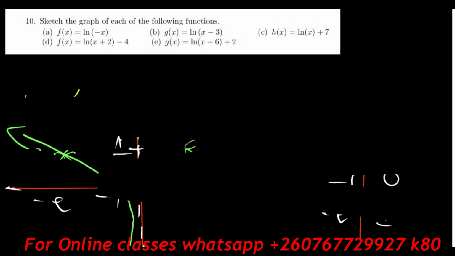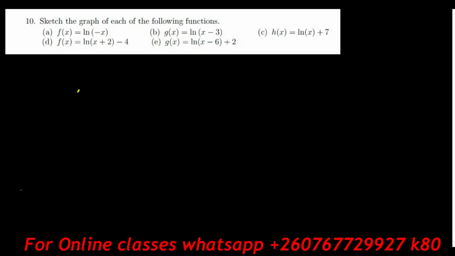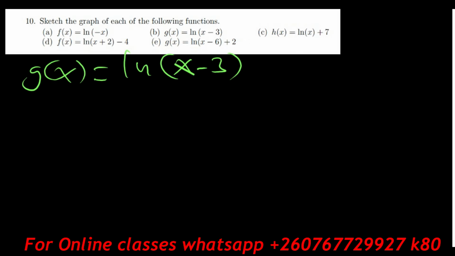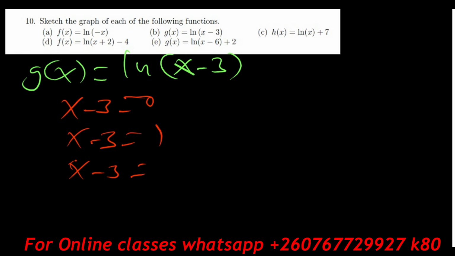Let's go to part B. What is part B saying? So part B is saying we have g of x equal to ln of x minus 3. You equate what is inside here, only what is inside here, to three things. I'm going to say x minus 3 has to be equal to 0, x minus 3 is equal to 1, and x minus 3 is equal to the base. The base in that case is e. Now, the one which you are equating equal to 0, that is your vertical asymptote. So x is going to be equal to 3, that is going to be my vertical asymptote. I'm done with this part.